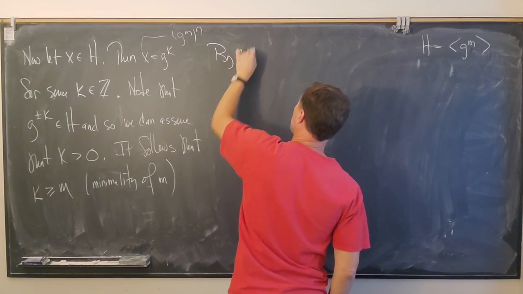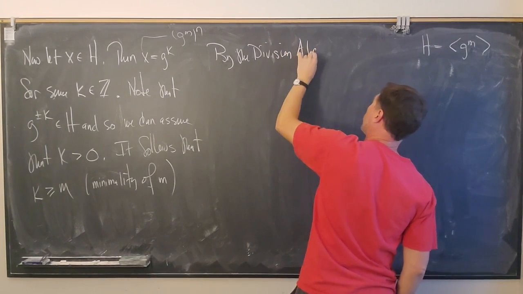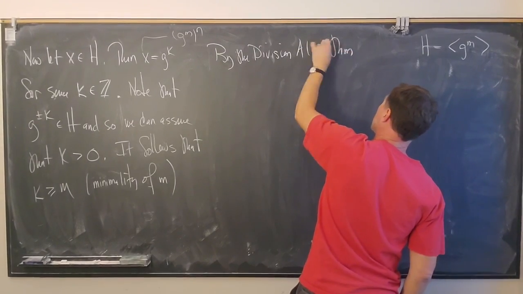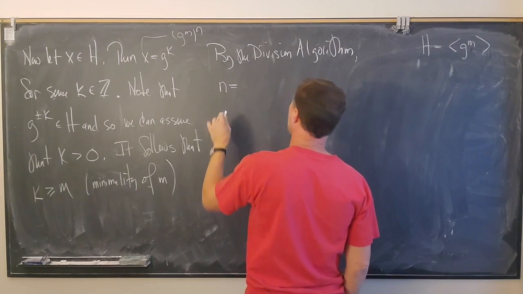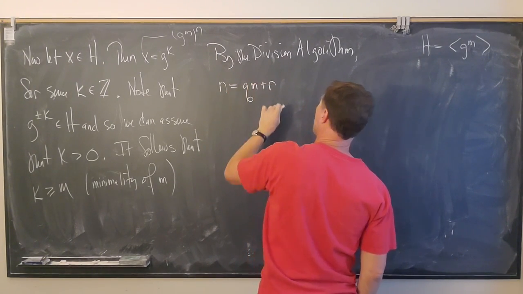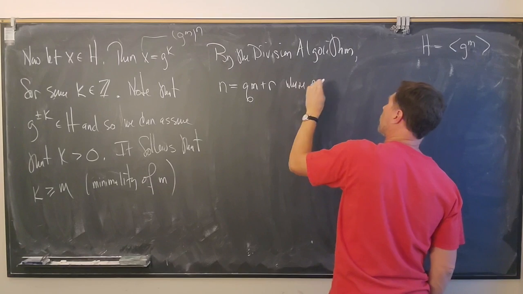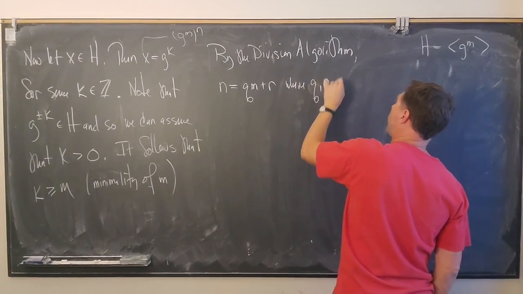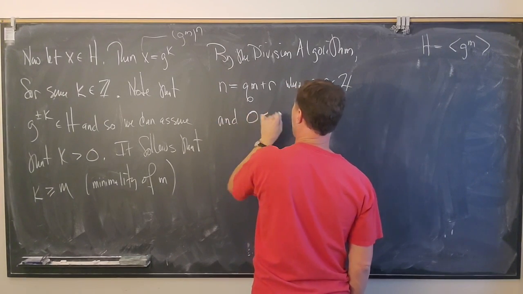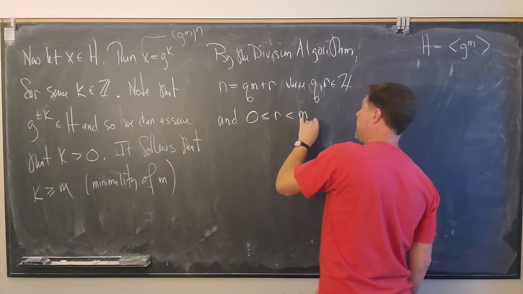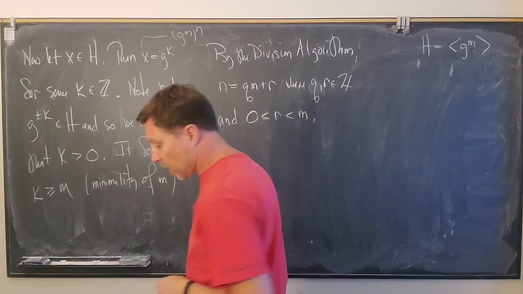Okay, so now here's what we're going to use. By the division algorithm, we can write n equal to qm plus r, where q and r are integers, and r is greater than or equal to 0, but strictly less than m. So what does that tell us then?